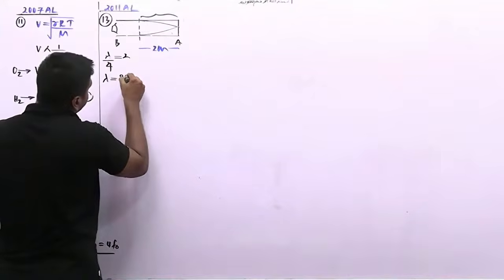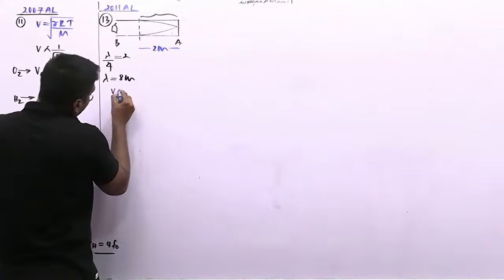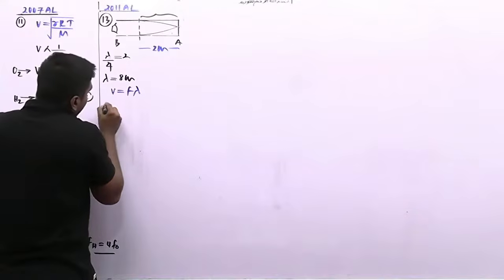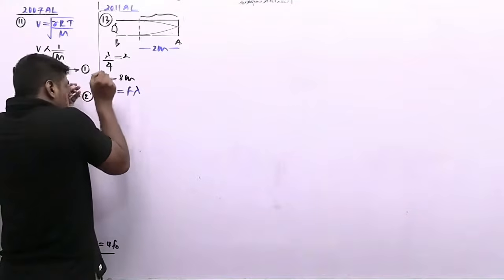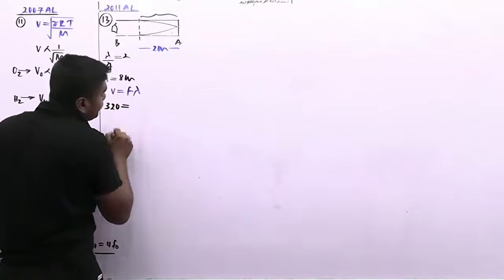8 meters. So when you apply the equation V equals f lambda, the velocity of sound propagating through that air column is 320 m/s.